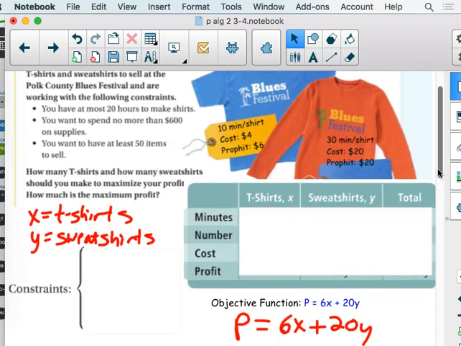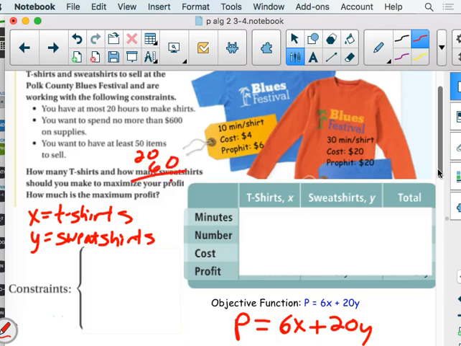So when it comes to minutes here, notice this said 20 hours. The first thing I have to do is change 20 hours into minutes. So how do you change 20 hours into minutes? Times 60. So we got 2 zeros and 12, so this is going to be a total of 1,200. But how many minutes does it take to make a t-shirt? 10 minutes. And how many does it take for a sweatshirt? Yeah, those sweatshirts are killers, aren't they?